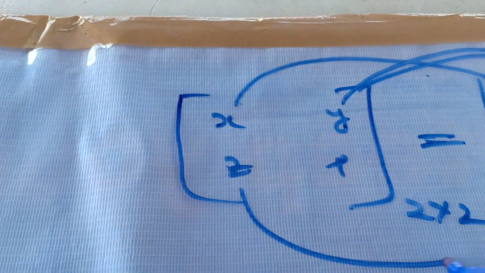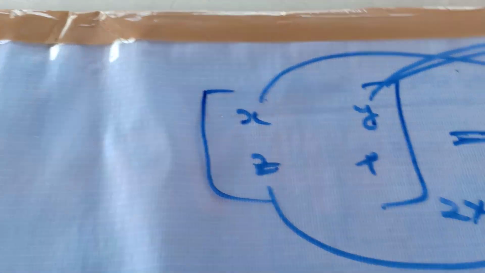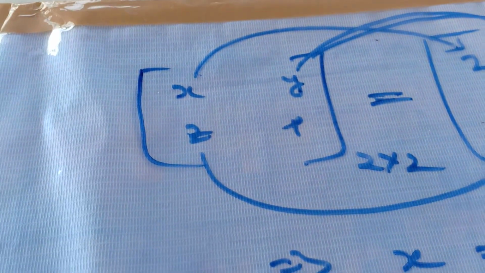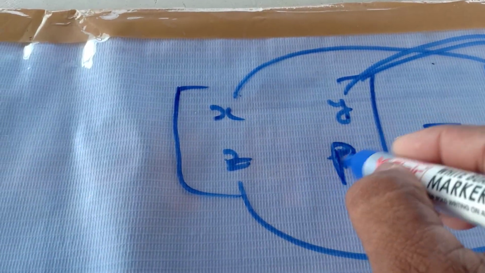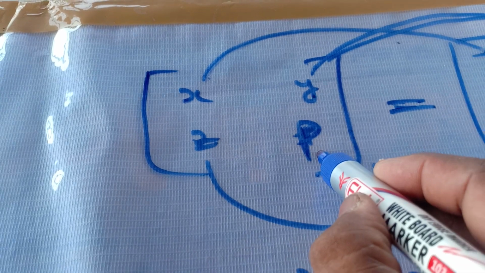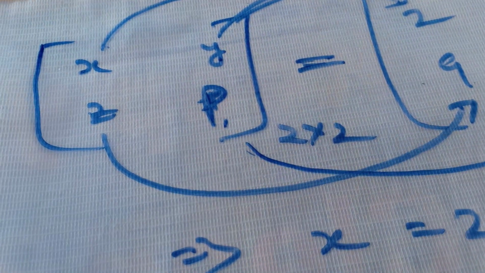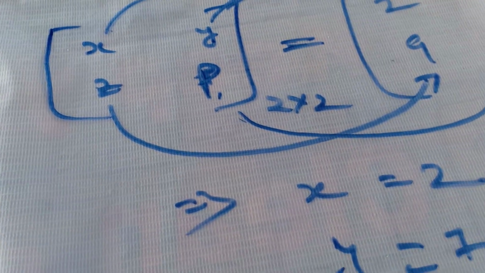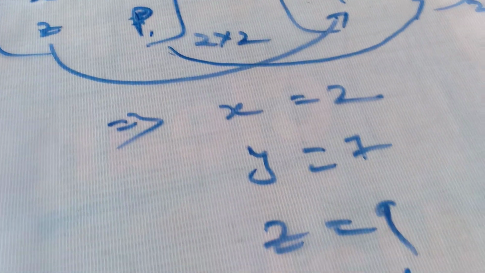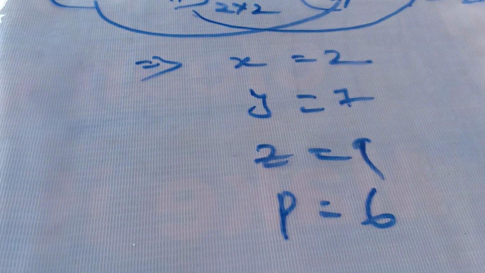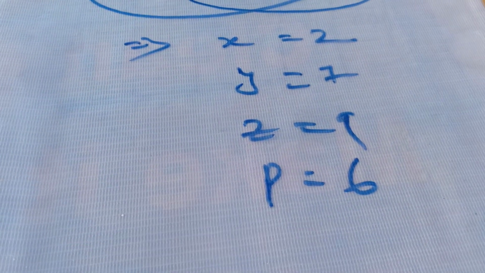Similarly, second row first column Z is equal to 9, and this is P. Second row second column element, that is P, is equal to 6. This is the way you can solve them. It will help you in future when you come across matrix equations.